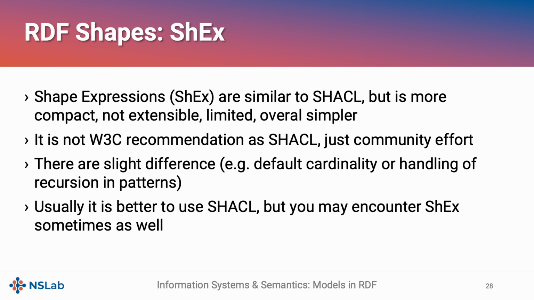An alternative to SHACL is called shape expressions, and they are really similar, but shape expressions, or ShEx, is more compact. It's very simple, limited, and not so extensible. And here I wanted to mention it just so that you know it exists if you encounter it somewhere, because it can also be used to model rules or specifications over RDF data. But when you are deciding what to use, you would usually go for SHACL due to its stable W3C specification and also all these capabilities, including extensions and higher expressivity of these rules.